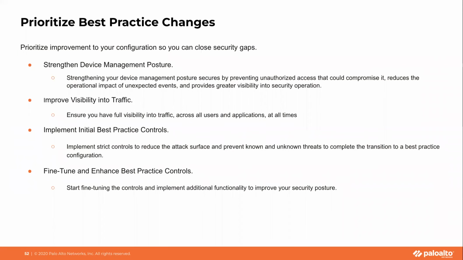Prioritize improvements to your configuration so you can close security gaps. Strengthen posture. Strengthening your device management posture secures your Prisma Access deployment by preventing unauthorized access that could compromise it. It reduces the operational impact of unexpected events and provides greater visibility into your operations. You can follow the best practices for secure administrative access to prevent unauthorized and unsecured access to the device management interface.